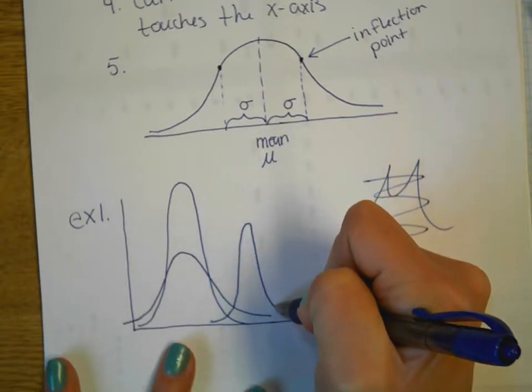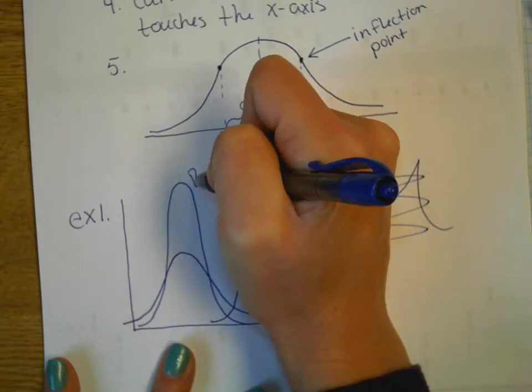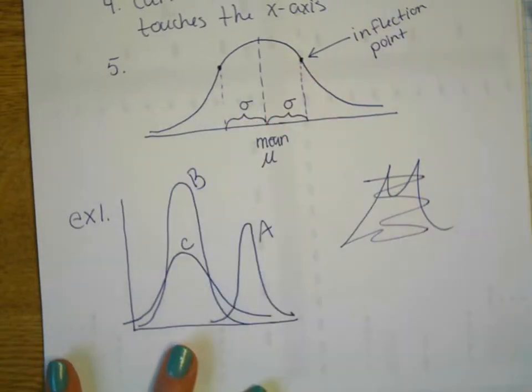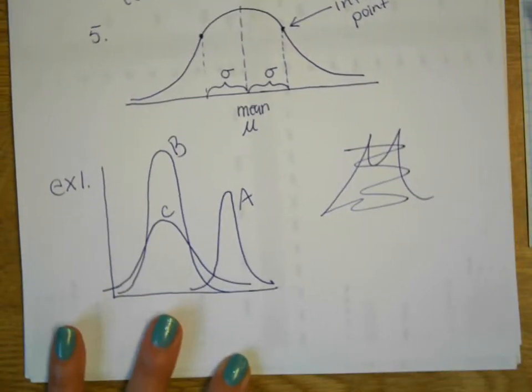We'll see. So I've got 3 graphs here. We'll call them A, B, and C. Okay. That's all right. A, B, and C are there.